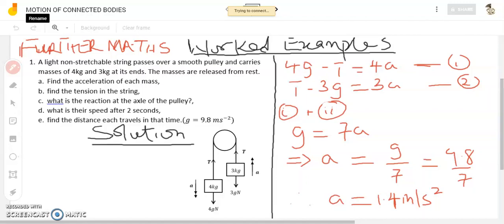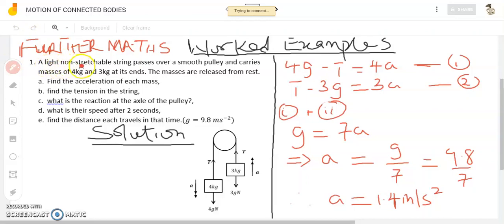Hello there. Today we want to take some problems on motion of connected bodies, which is a topic in further mathematics SS2 class. The first question.